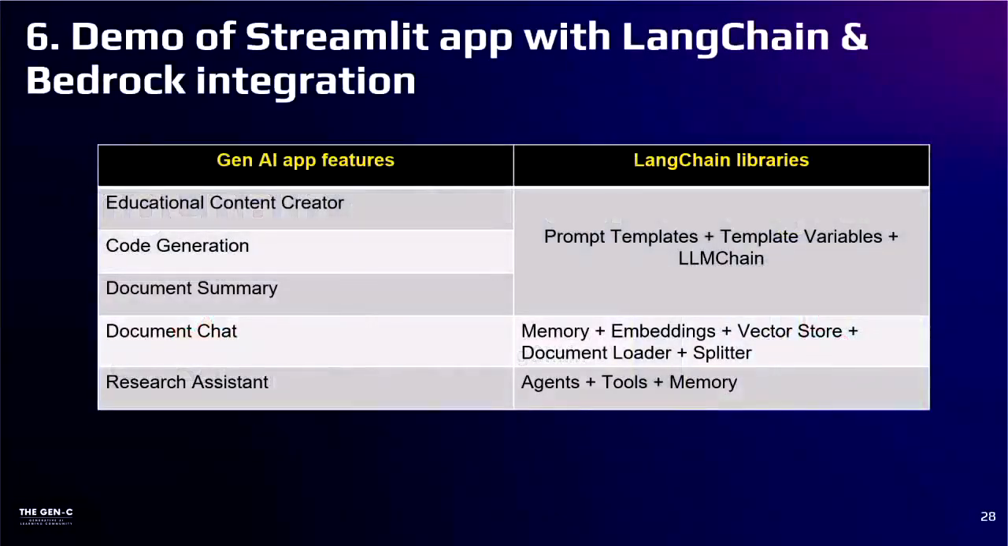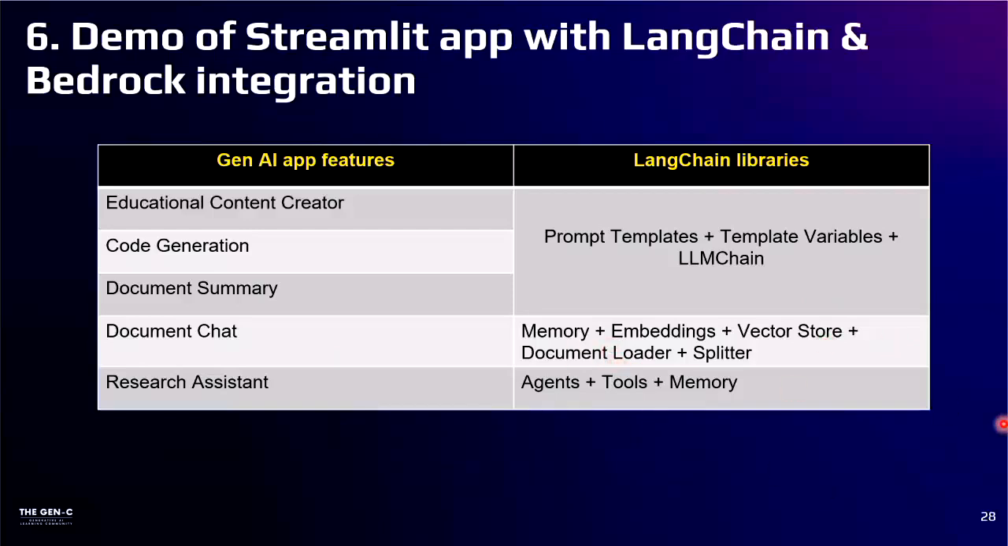Just to summarize the demo, there are 5 features. For 3 of the features, I use prompt templates and template variables in LangChain. A prompt template is a string template to which we can pass variables to generate our final string. Template variables are placeholders where you substitute actual values. LangChain takes some input and processes it, which involves LLM calls, data transformation, or external API calls, and produces an output. For the document chat, it uses memory, embeddings, vector store, and document loader and splitter.